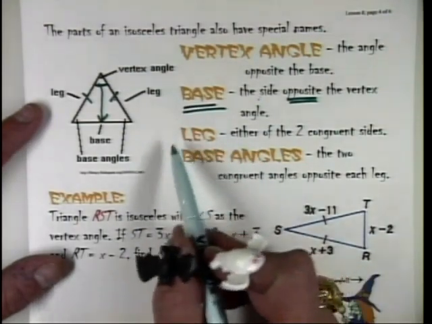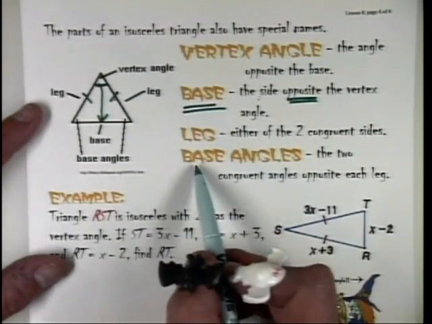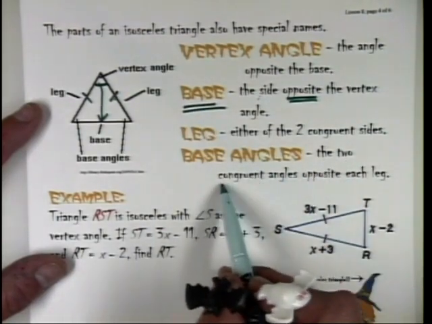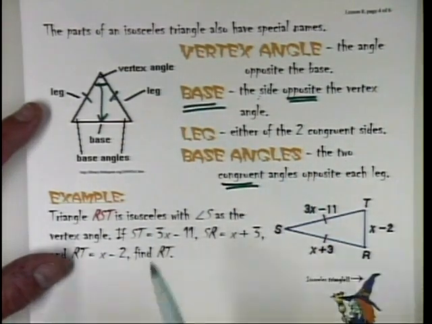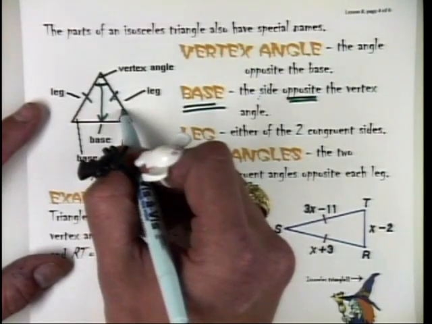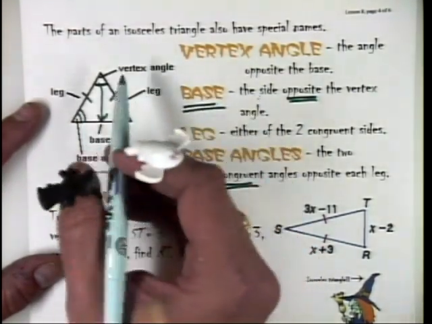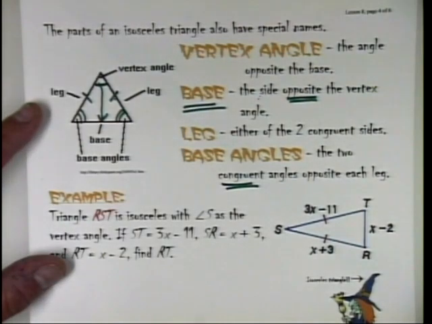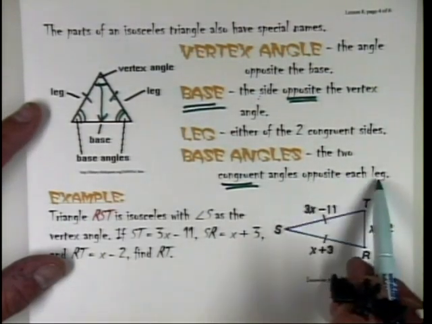Then we've got two other angles, and we're going to call them the base angles. And the base angles are going to be the two congruent angles. That means they're also the same measure. So I'm going to put double marks here since I've already put a single mark for the vertex angle. That means that those two are the same sides, and they're opposite each of the two legs.